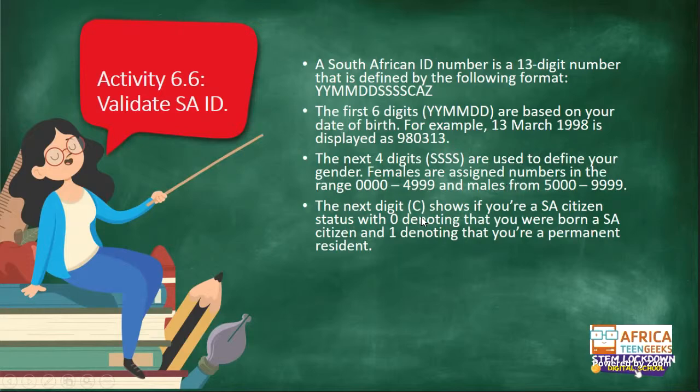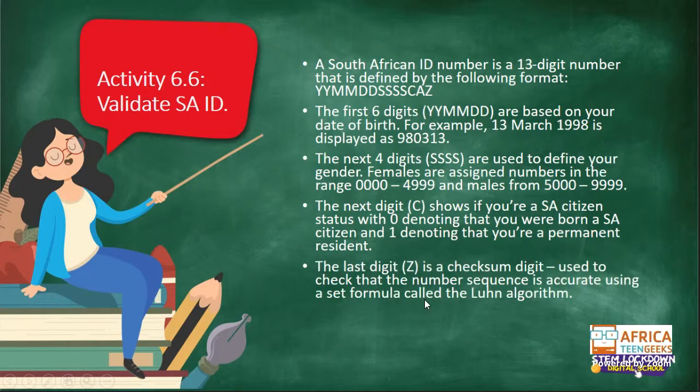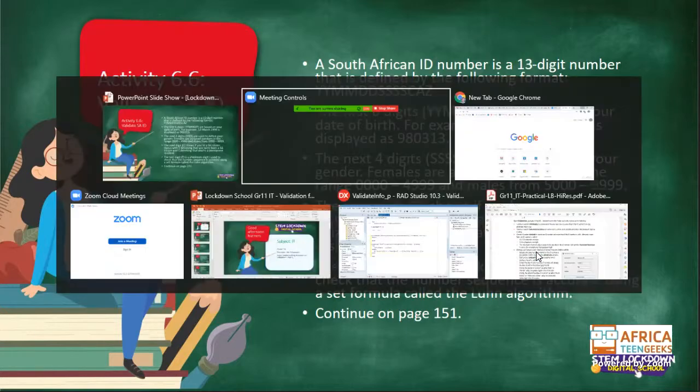And then the next digit shows whether you're a South African citizen born with a 0 in South Africa, and 1, you've became a permanent resident. So you've immigrated into the country. And the last digit is that checksum digit that I've just explained with the Luhn algorithm. Okay, so now at this point, we then continue on page 151. I'm actually going to go there right now.